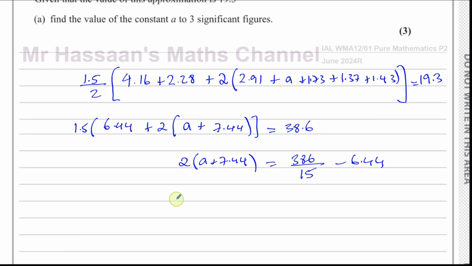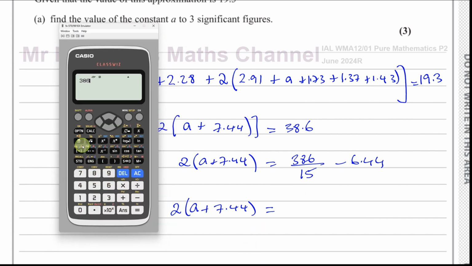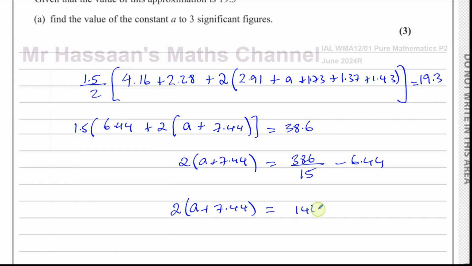Okay, so now we have 2 times a plus 7.44 is equal to, let's calculate this before we move on. So you have 386 over 15. Take away 6.44. That gives us 1,447 over 75. Is that right?